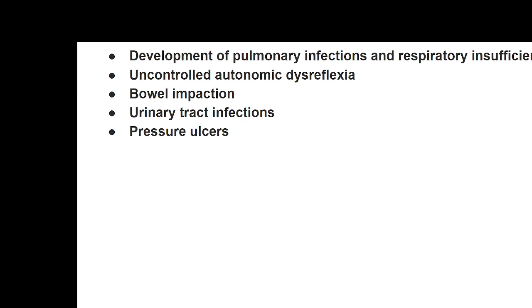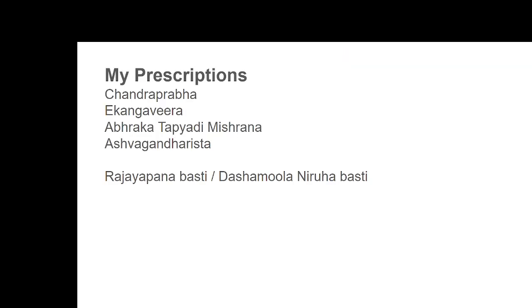The major complications of all these myelopathies are chronic complications which could occur due to multiple conditions. It's also a sort of spinal injury. Development of pulmonary infections or respiratory insufficiency, uncontrolled autonomic dysreflexia which results in bladder and bowel abnormalities, bowel impaction, urinary tract infections, pressure sores. These are the major complications which occur in spinal cord injury, and majority of the patients whom we treat in our hospital develop these complications quite frequently.